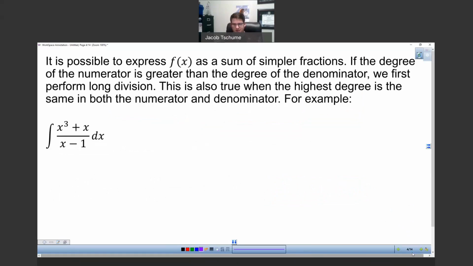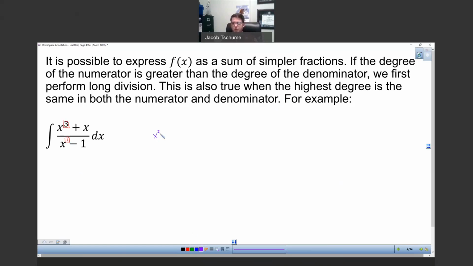Now, there is a catch to this. If the degree of the numerator is greater than the degree of the denominator, you must first do long division. This is also going to be true when the highest degree is the same in both the numerator and the denominator. So the first thing we will always look for is whether the power on top is either equal to or bigger than the highest power on the bottom. The only way to simplify this up front is to do long division. So let's review what long division says back in algebra.